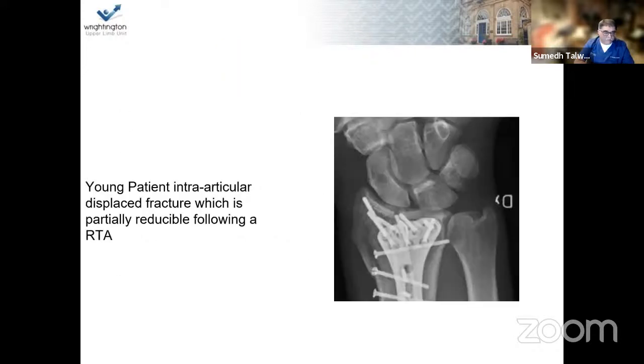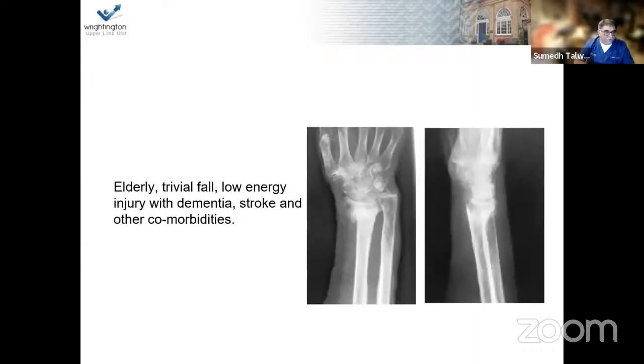So if you look at the extremes, with young patients with high energy trauma, fixation is the norm. Again, there's no problem with someone who's elderly, with dementia, stroke, lots of comorbidities. You have a slightly easier way in terms of treating them conservatively.